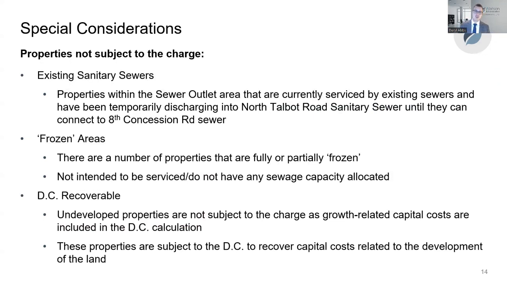There are some frozen areas, so a number of properties that are fully or partially frozen. An example of a property that's partially frozen would be a cemetery. There's no intent to construct on the cemetery lands, and the servicing is really only required for the main building. And so the rest of the property is not considered in the calculations, just the main building. And then as well, any share of the growth related costs, as I mentioned, will be funded with development charges.